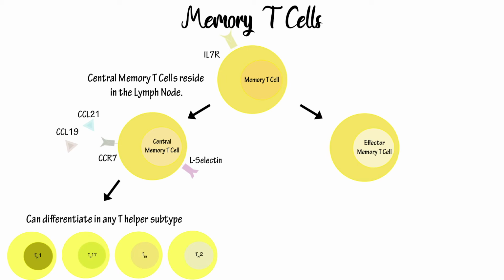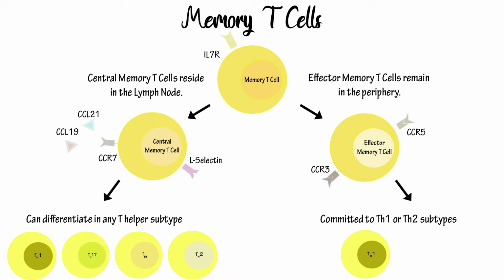Effector memory T cells are produced when T cells do not express CCR7 or L-selectin, meaning they cannot travel to the lymph node. They instead express other molecules like CCR3 and 5. Effector memory T cells circulate around the body, ready to immediately react to a pathogen. However, unlike their central memory T cell counterparts, they can only turn into Th1 or Th2 subtypes. So, central memory T cells express lymph node homing receptors, hence they reside in the lymph node. Effector memory T cells lack these lymph node homing receptors, hence reside in the periphery in circulation.